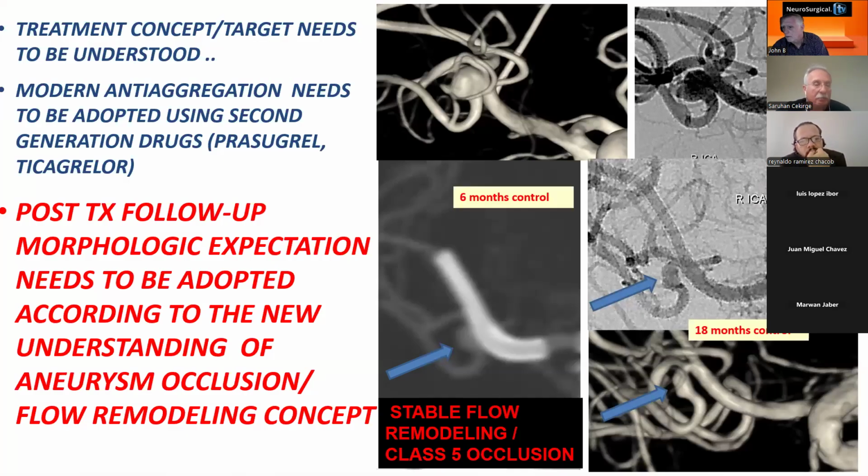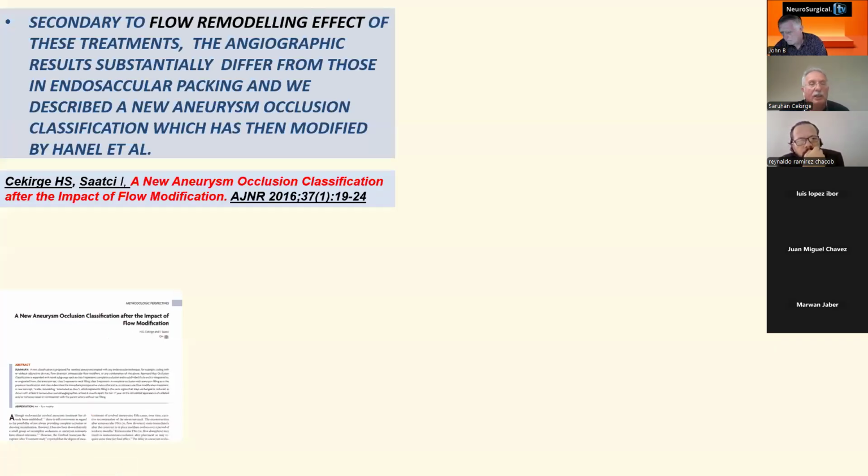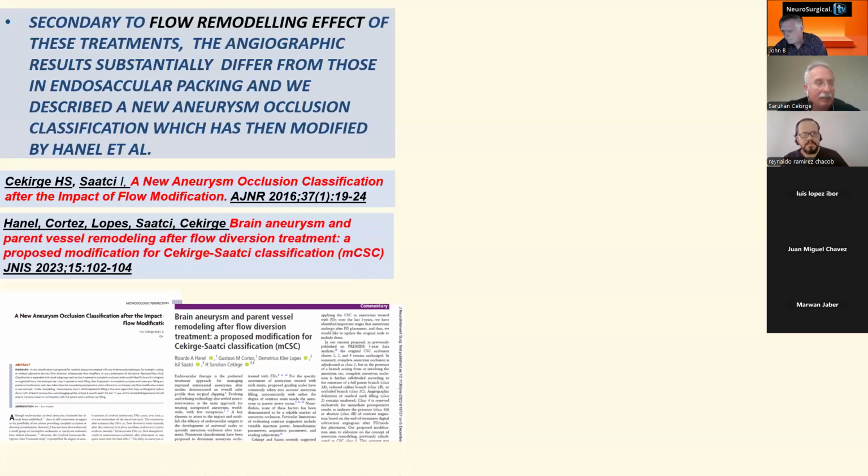Post-treatment follow-up morphologic expectations need to be adapted. As I said, when you treat such an aneurysm and you have this aneurysm appearance, we should not call these an aneurysm remnant anymore after 2 consecutive angiographies showing the same result. We call it stable flow remodeling. That's why we have to come up with a new aneurysm occlusion scale, because the Raymond-Roy scale is obviously not helping us. It is designed for intrasaccular occlusion.